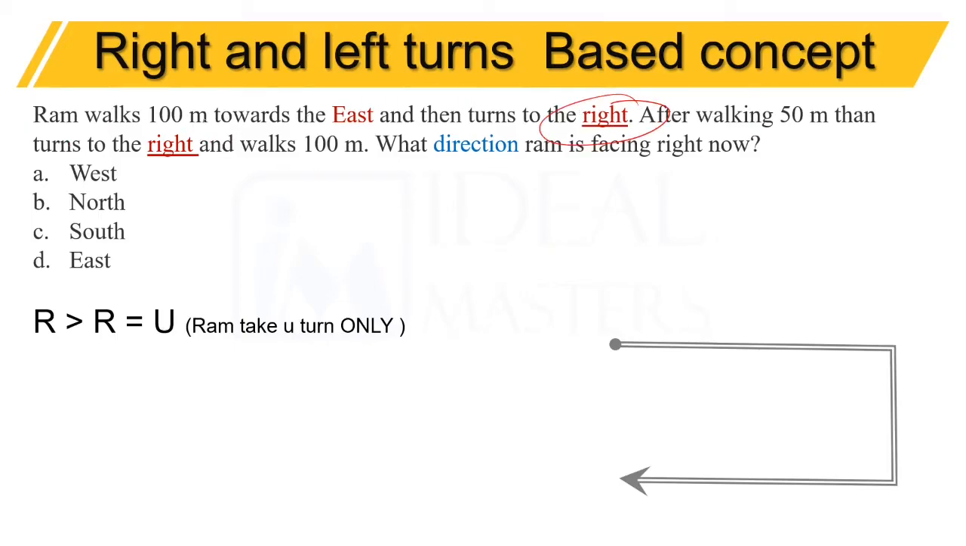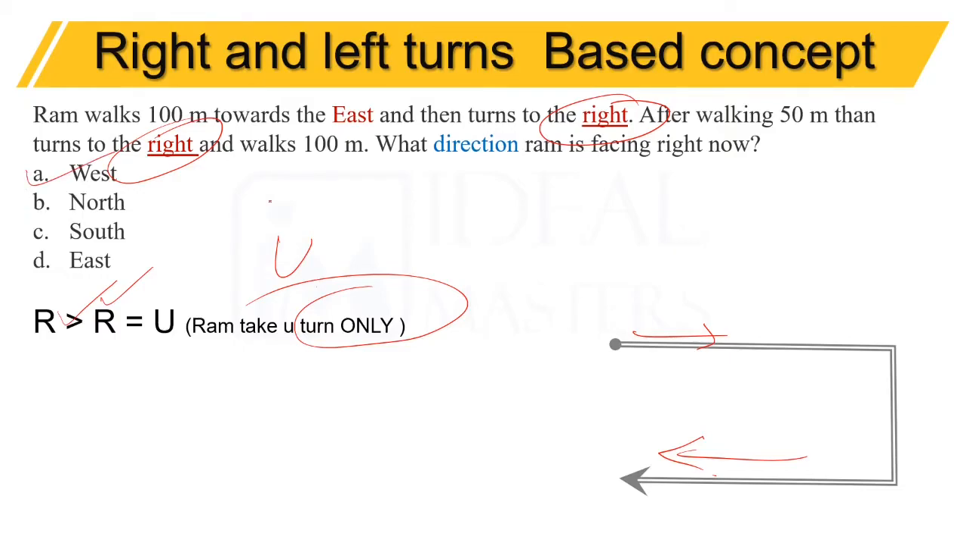Next, Ram walks 100 meters towards the east and then turns to the right after walking 50 meters. Then turns to the right and walks 100 meters. What direction is Ram facing right now? I think now you get the point. What does it indicate? It is about U-turn. If someone turns twice to the same hand side, it means that one turned in the opposite direction. So Ram started to walk in the east and now he is facing west.